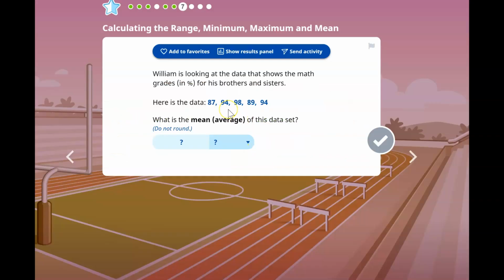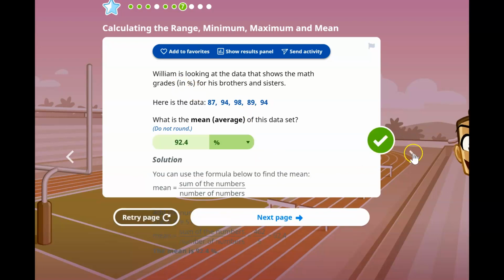All right, so we go back here. We're going to add 87 plus 94 plus 98 plus 89 plus 94. That gives me a total of 462. And then I say, okay, I have 1, 2, 3, 4, 5. Divide by 5. So I get 92.4. And this says grades in percent, so percent. And that's how I find my mean.